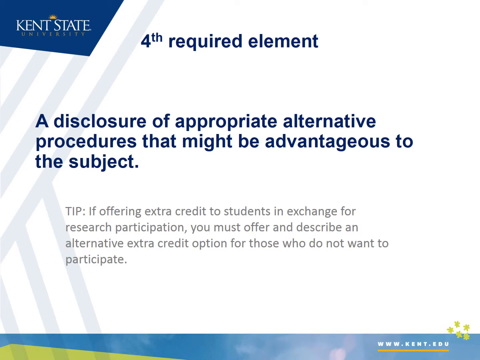The fourth element requires a disclosure of appropriate alternative procedures that might be advantageous to the subject. A tip: if offering extra credit to students in exchange for research participation, you must offer and describe an alternative extra credit option for those who do not want to participate.